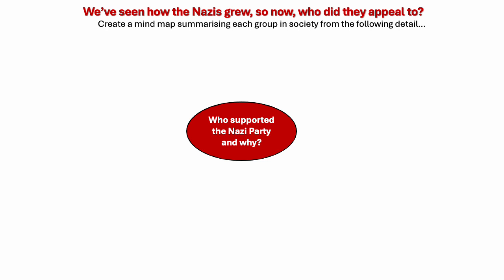Okay, so you can just set up a little document like this, a mind map on who supports the Nazi party now. Again, it's one of those things. I'll put all the examples on the screen in a sec for you. Just pause the video and just put them into a mind map and consider which is the most important group of people that the Nazis should appeal to.